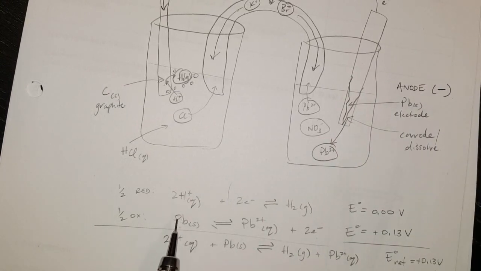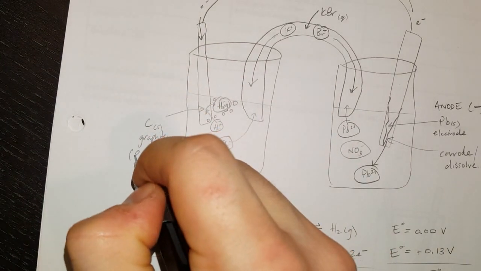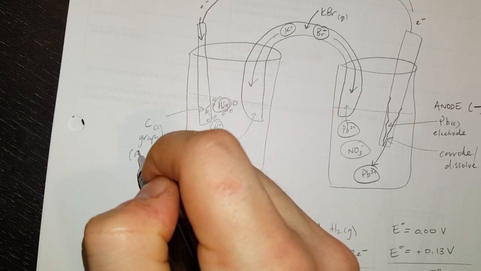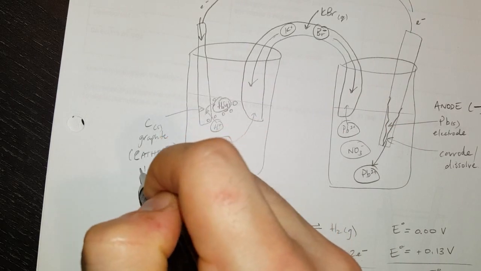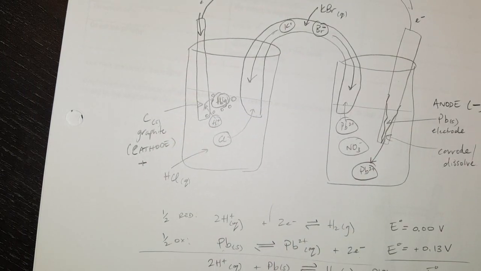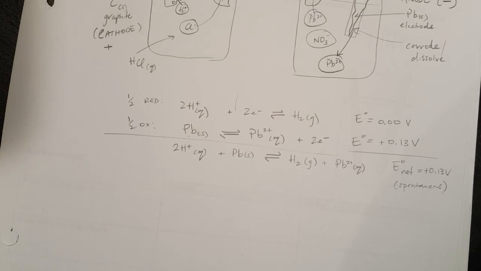Red Cat, so reduction happens at the cathode. So that means that this one right here is where reduction takes place. So sorry, I'm just going to write, this is my cathode right here, and that's positive. Okay, so that's my cathode. This is my anode. Okay.